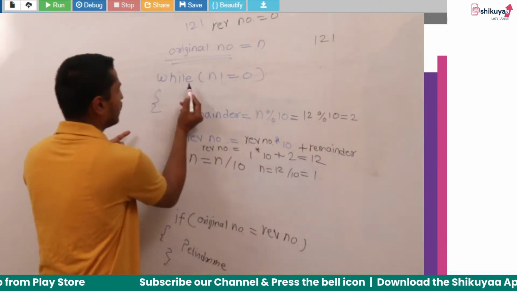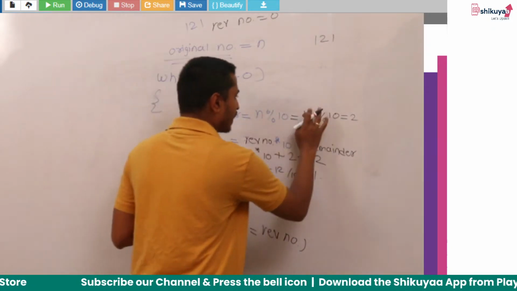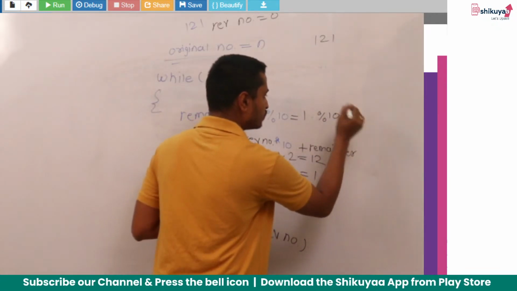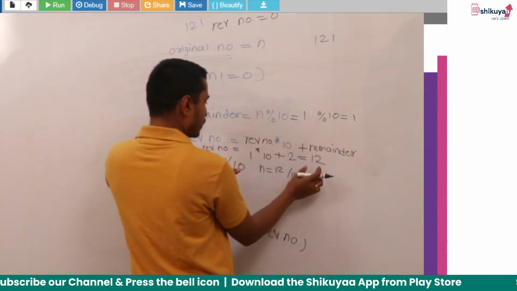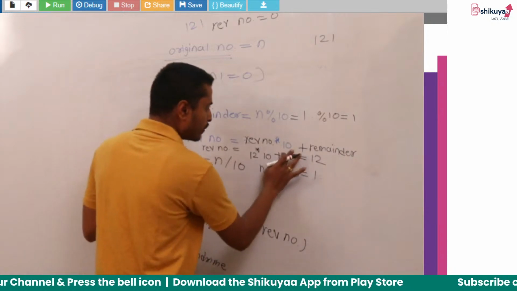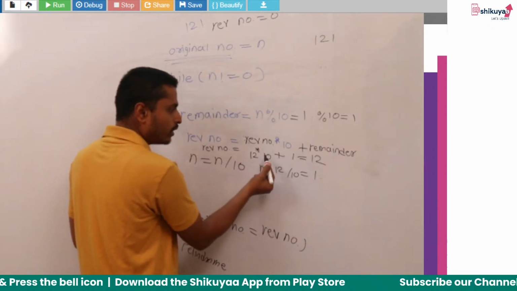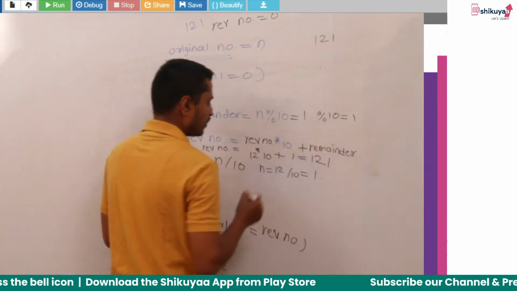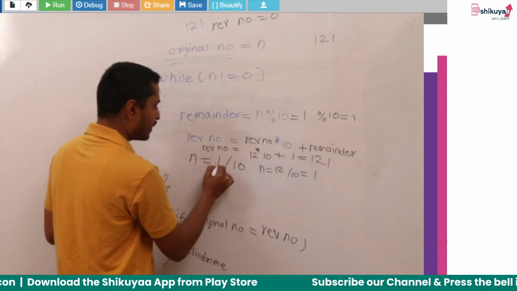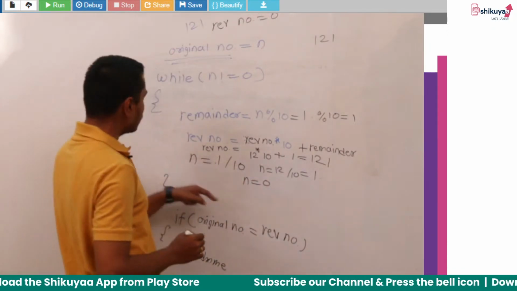Again this condition will check while n is not equal to 0. Yes, that is true. So again n mod 10, so 1 mod 10 will become 1. Previously reverse number was 12, so 12 into 10 is 120, plus remainder 1, that is 121. And n is equal to n by 10, that is 1 by 10, so it will become 0. Now n is equal to 0, so this condition is not true.